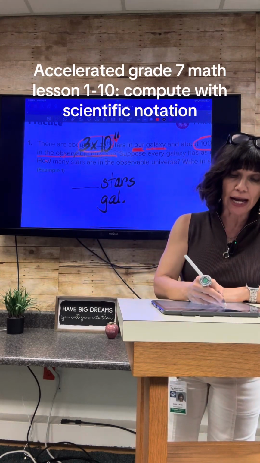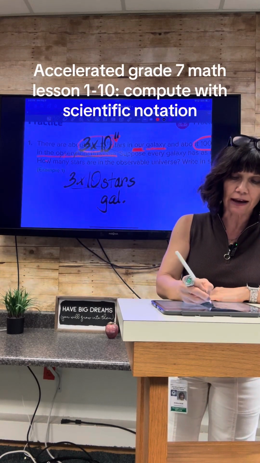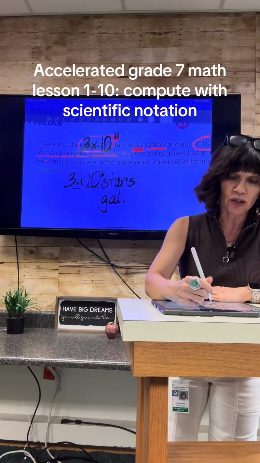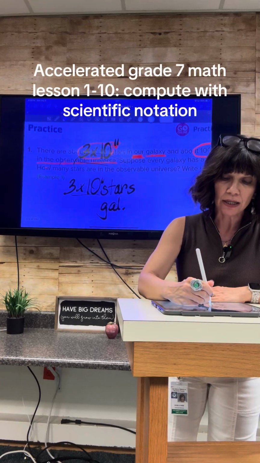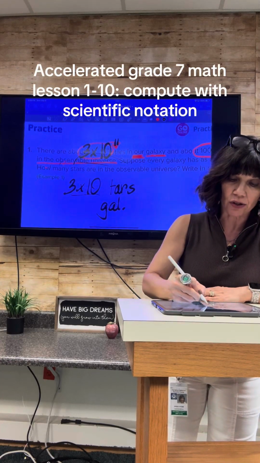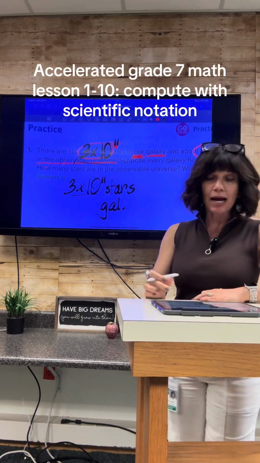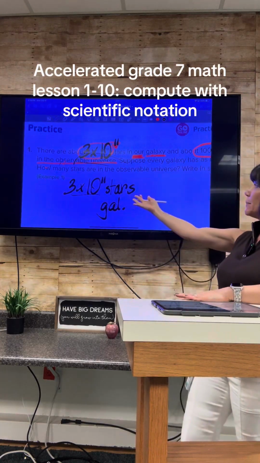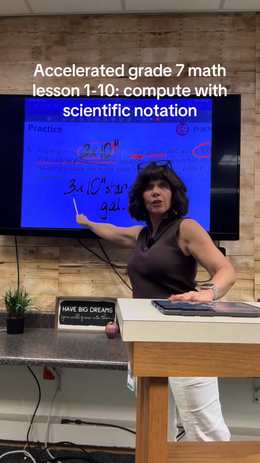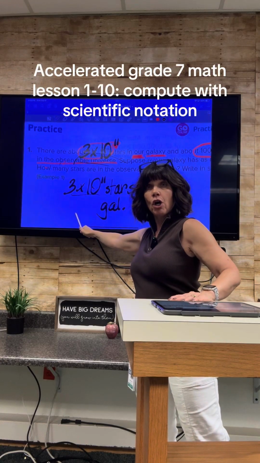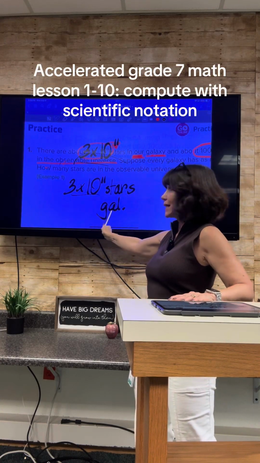Numerator. Class, please write 3 times 10 to the 11 stars. And my 11 looks super sloppy, so I'm going to fix that and move that S over just a little bit. 3 times 10 to the 11 stars. Have you copied this so far? I do want you copying this. 3 times 10 to the 11 stars over top of blank galaxies.